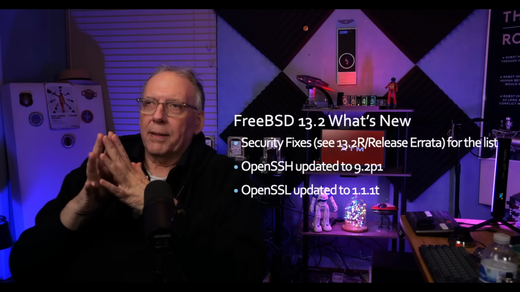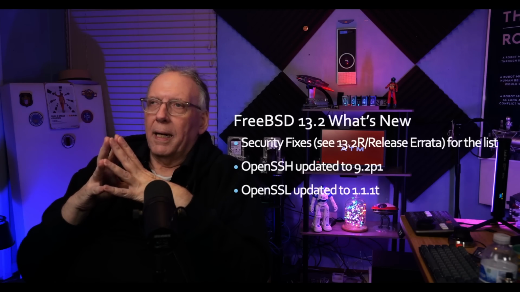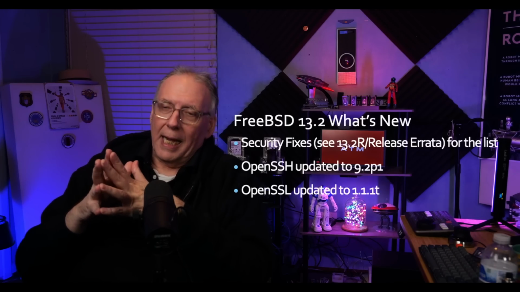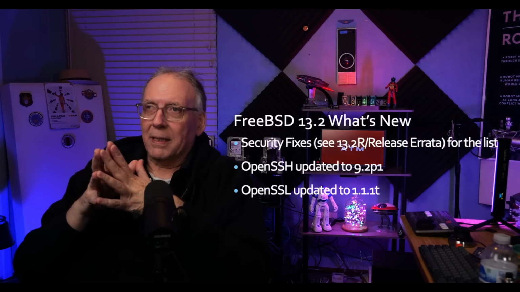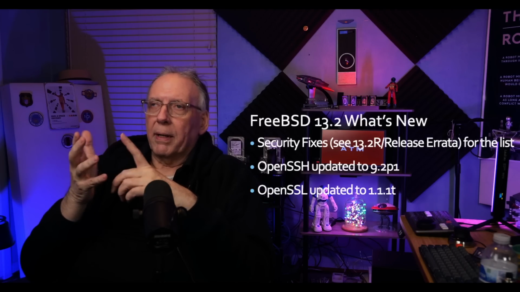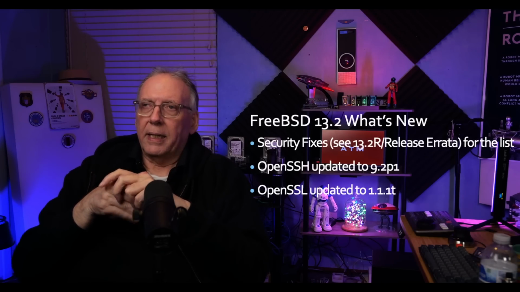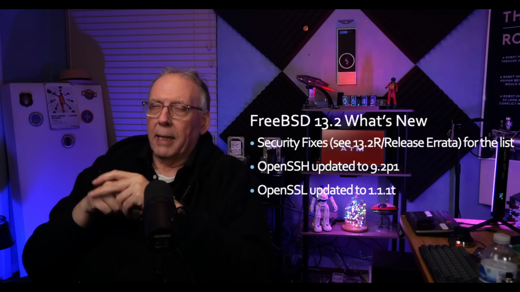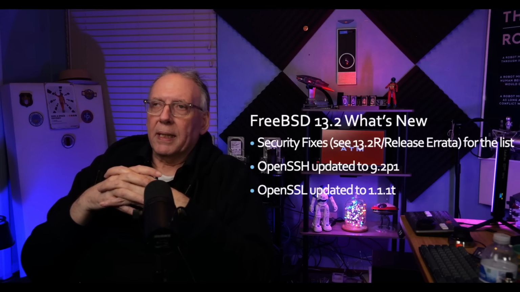What's new in 13.2? I couldn't find any security fixes that are particularly called out. But if you want to go look for those, you can go to the release errata page, and there'll be a link there to the security notes for the release. However, there have been two updates, one for OpenSSH, which has been updated to 9.2 P1, and OpenSSL was updated to 1.1.1T, and that, of course, includes the fix for the problems with SSL that were uncovered.